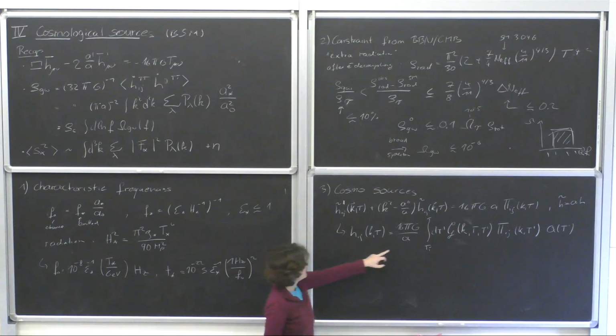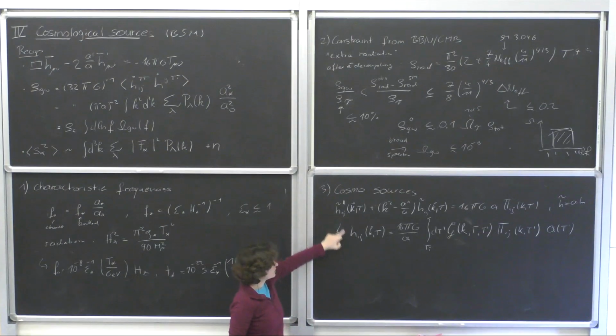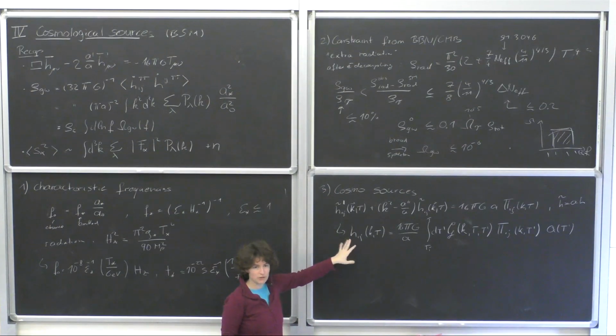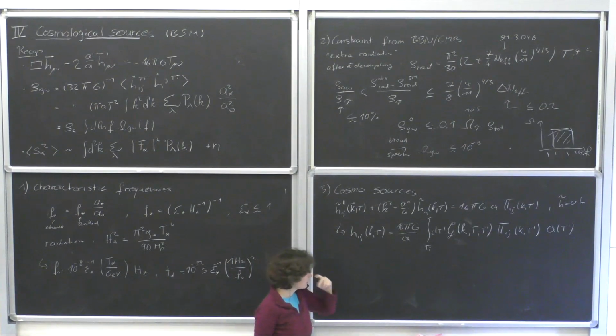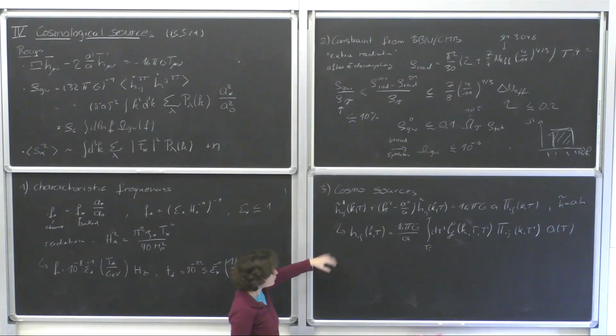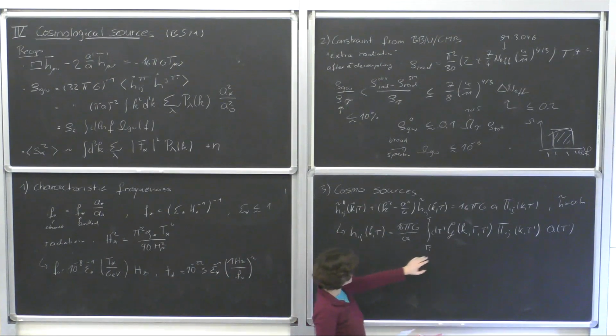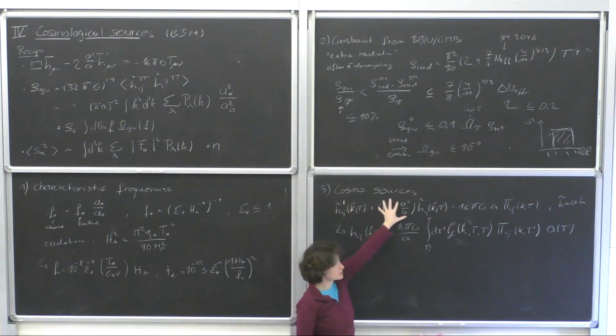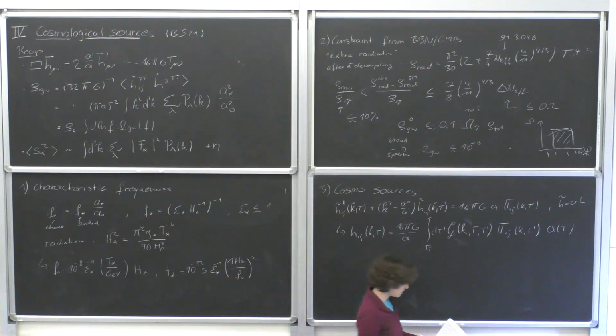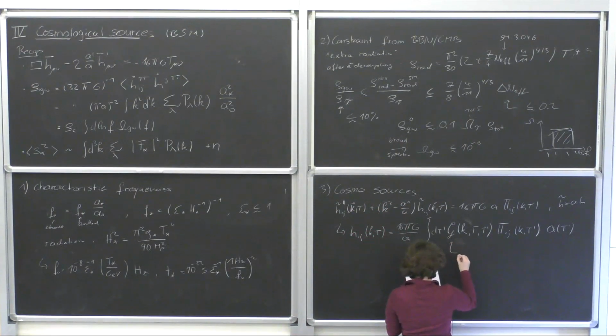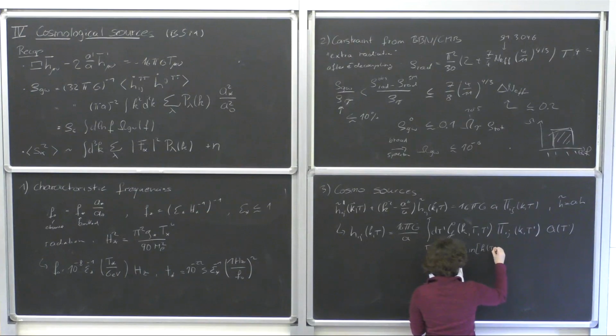This 1 over a comes from the fact that here I'm using h tilde and here I'm putting back h, right? So I just did the 1 over a at the end. So this is formally a solution. The Green's function to this differential operator is not a secret. It is given by sin of k(tau minus tau prime) divided by k.